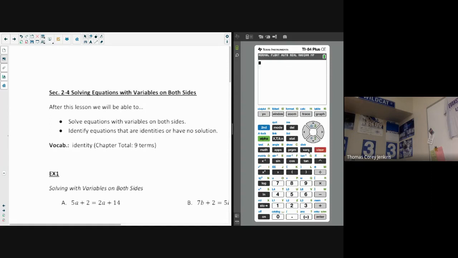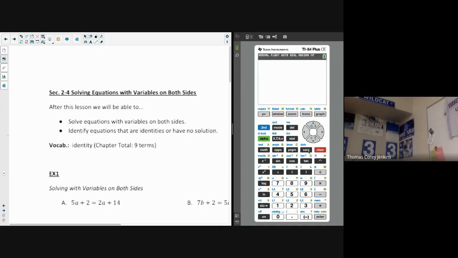Both sides. Just so you know, this is about the midpoint of the chapter, and we've covered some pretty important stuff up to this point. So we will have some sort of a quiz next week over all the solving equation stuff. So with that said, we'll go ahead and get to it.